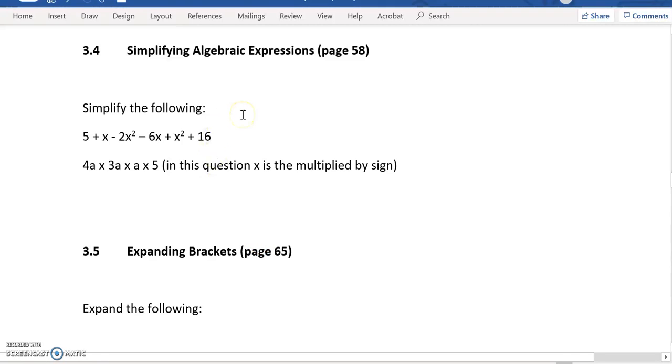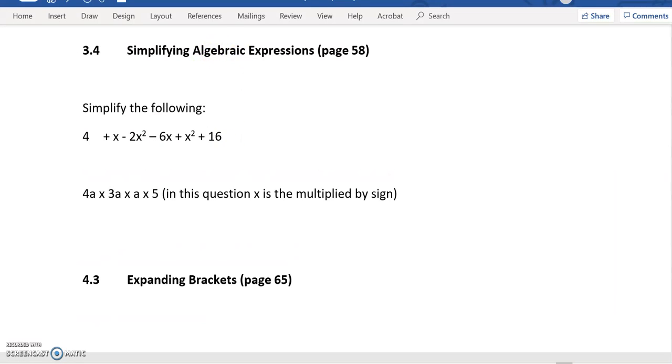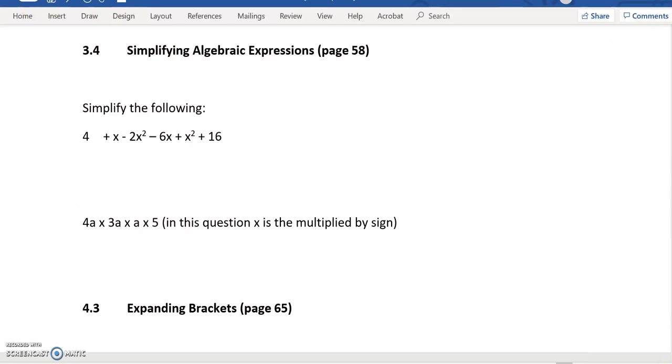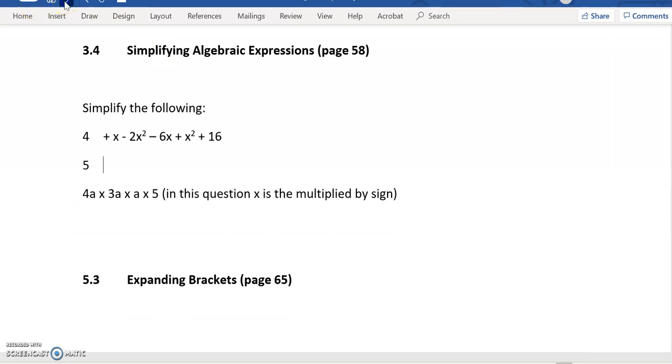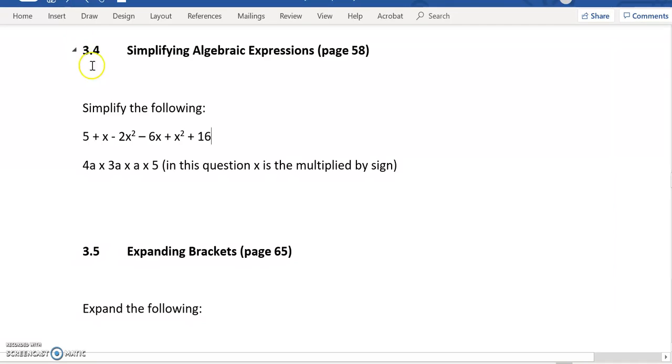Now I'm going to have a look at some more ways that we use algebraic expressions, so expressions that include letters and numbers. So in this case, we've got 5 plus x minus 2x squared minus 6x plus x squared plus 16. We're asked to simplify it.